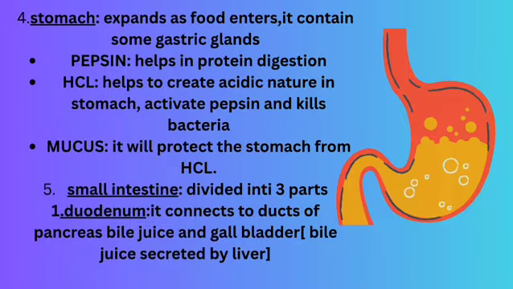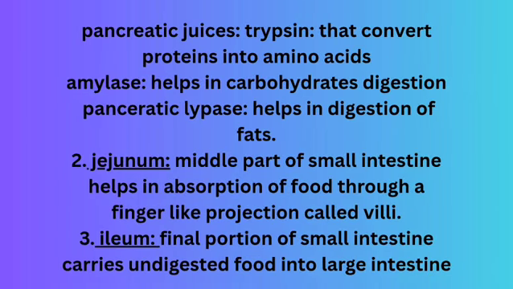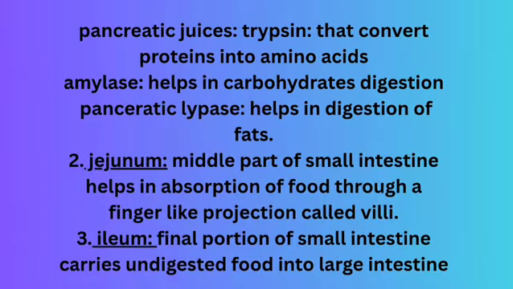5. Small intestine, divided into 3 parts. 1. Duodenum, it connects to ducts of the pancreas and gallbladder; bile juice is secreted by the liver. Pancreatic juices: trypsin converts proteins into amino acids, amylase helps in carbohydrate digestion, pancreatic lipase helps in digestion of fats. 2. Jejunum, middle part of the small intestine, helps in absorption of food through finger-like projections called villi. 3. Ileum, final portion of the small intestine, carries undigested food into the large intestine.